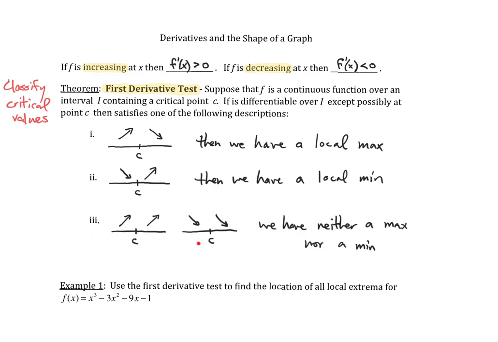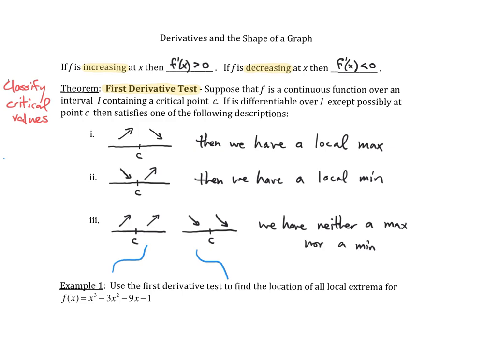Your critical value is just a place where the curve maybe flattens out momentarily and then it continues increasing, or maybe it's decreasing, it flattens out and it continues to decrease. So if I were to draw a couple graphs to illustrate that, this might look like increasing, flattens out, and then increases, or the situation might be it decreases, flattens out, and then decreases. In either case, we have neither a max nor a min.